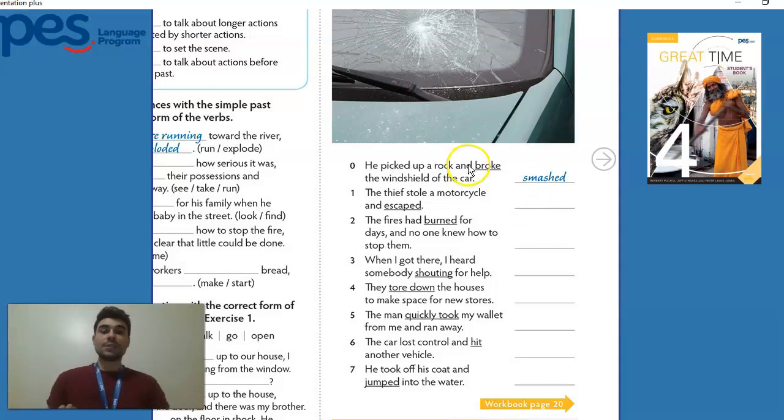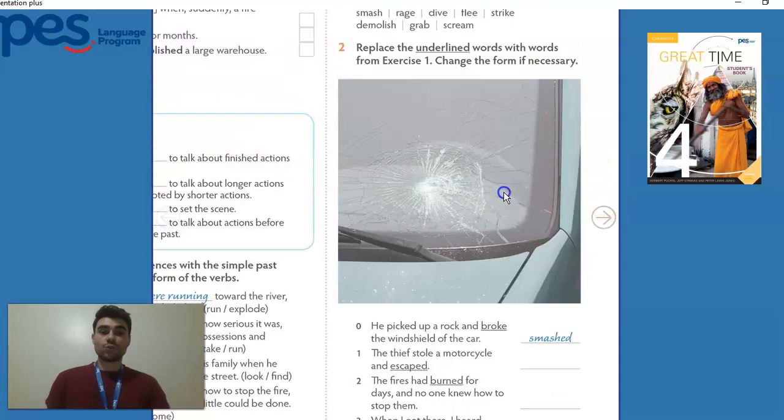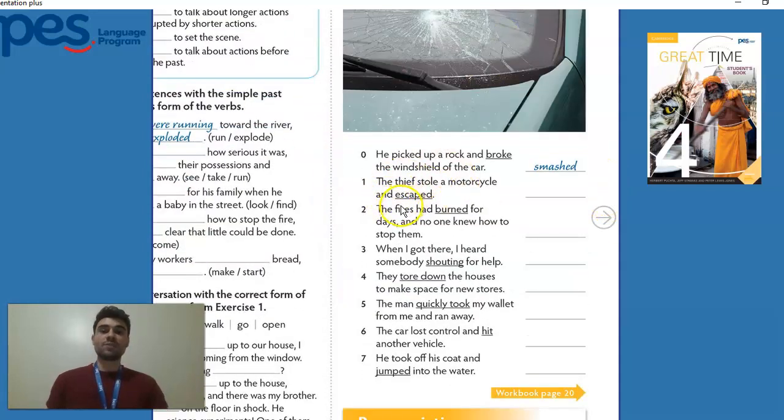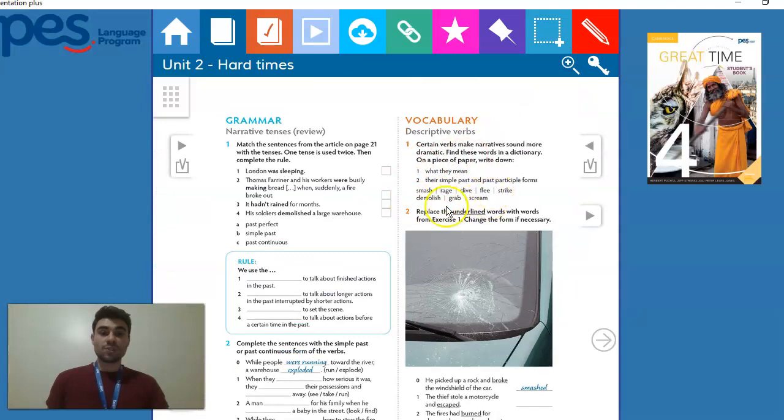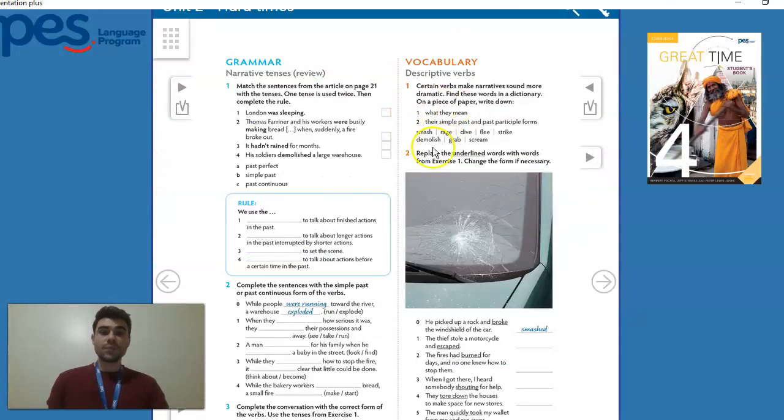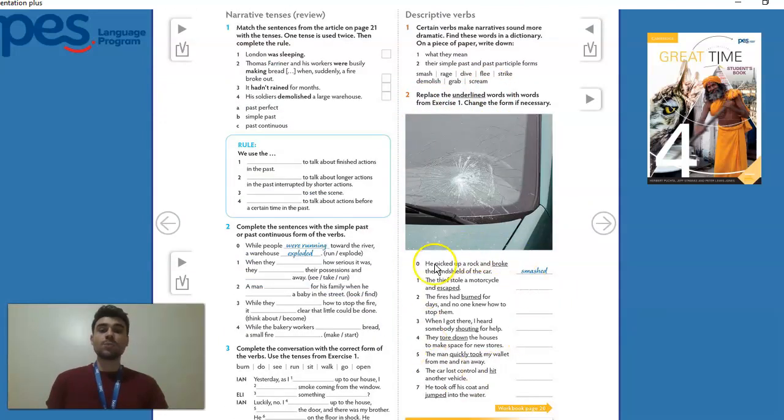So again, you have to look at the verbs here. So you have the verbs escaped, burned, shouting, tore down, quickly took, hit, and jumped, right? So using these verbs from the last exercise, complete these ones here. So pause the video now and do this activity, okay?